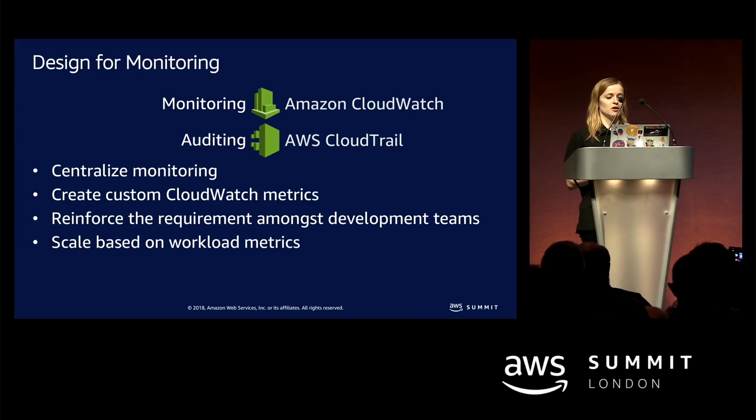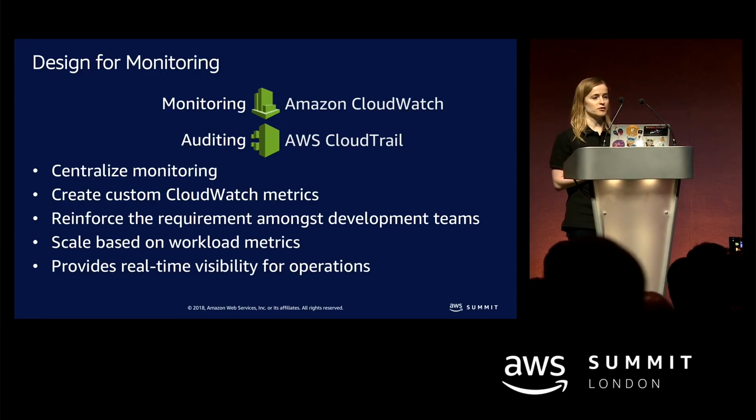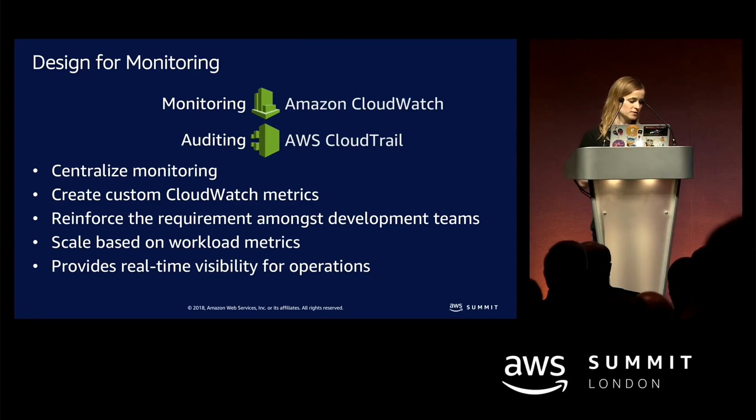Also, think about what would be a good metric to scale your application on. Often infrastructure metrics like CPU and memory are not the answer here. So you can use custom CloudWatch metrics to design a scaling metric that works for your application. And monitoring is essential to operations to discover that something has gone wrong. And the more details you provide, the easier it will be for the operations team to resolve the issues.